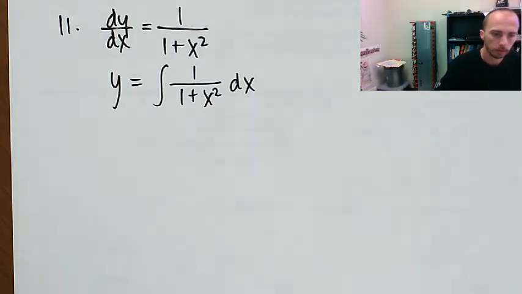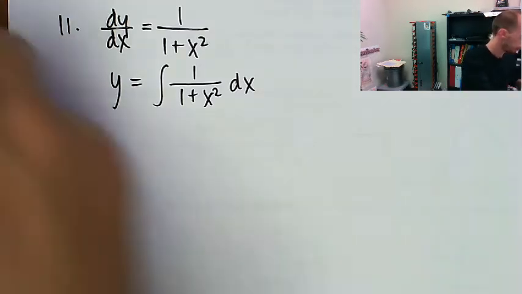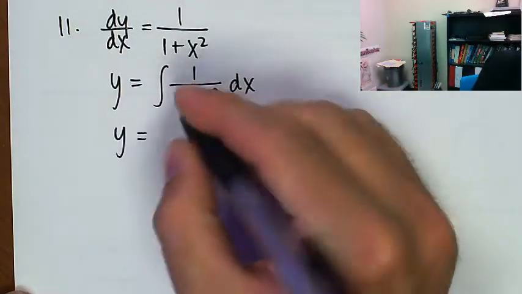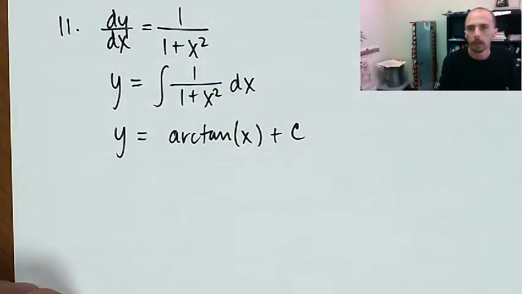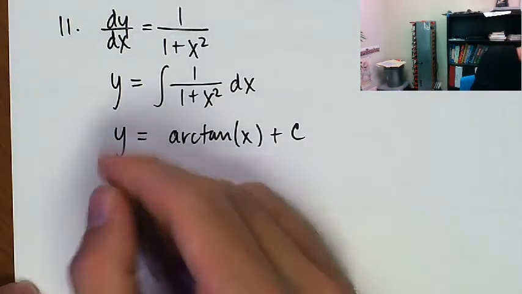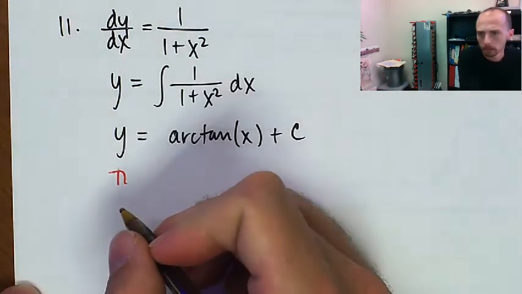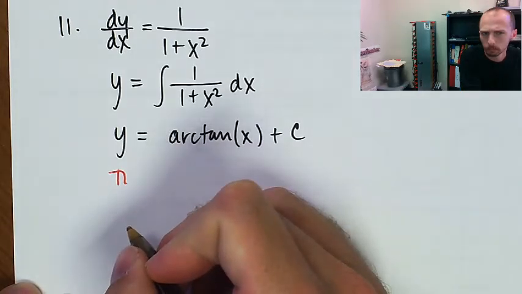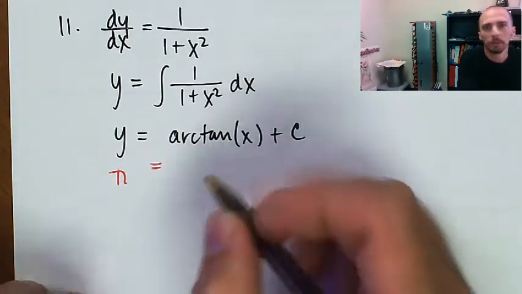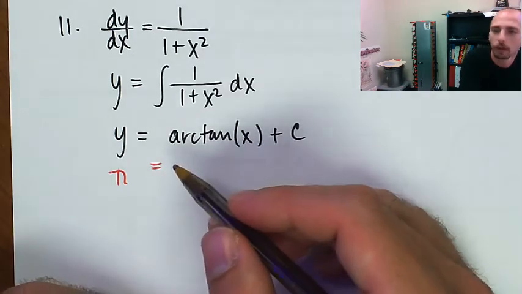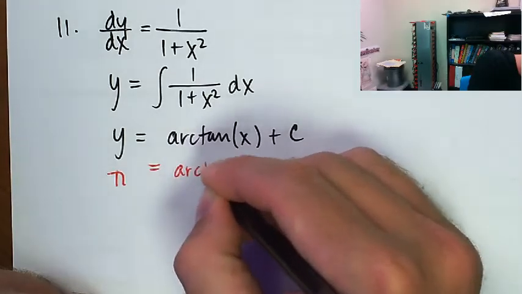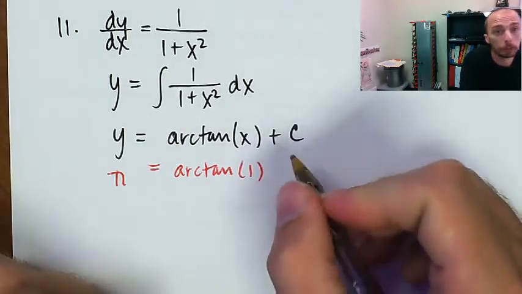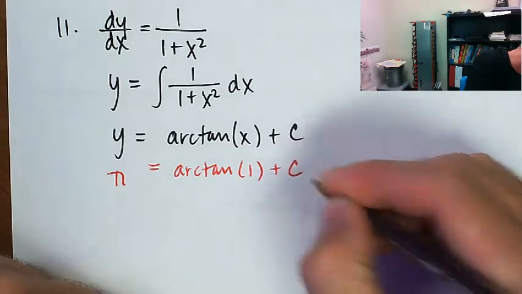Hold on just a second. All right, that'll work. And so this is arctangent of x plus c. And then the initial condition I was given was x is 1 and y is pi. Oh, okay. I was like, oh, an initial condition, but no, I see where this is going. Pi equals arctangent of 1, another thing that we need to be able to evaluate in this class, plus c.